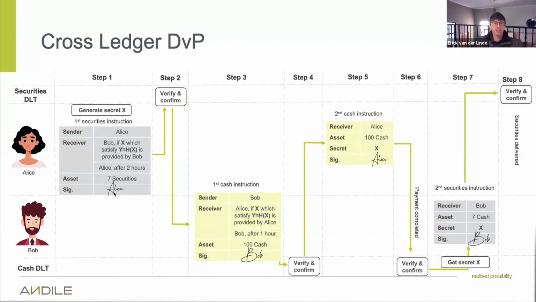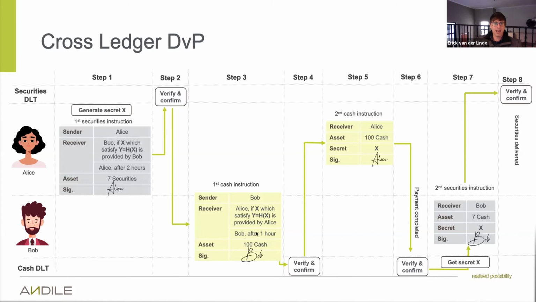Bob can then see this because Bob has access to both these ledgers. He then creates the first cash instruction. Bob states that he will be the sender, and he replicates what Alice did. He states that Alice can receive 100 cash if and only if Alice can provide that same X that satisfies Y equals the hash of X, and it must be provided by Alice. So no one else is allowed to expose this X except for Alice.